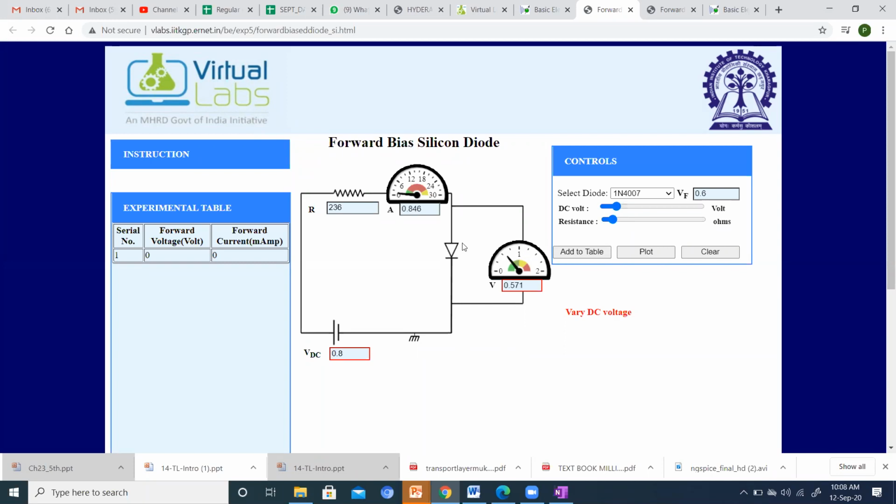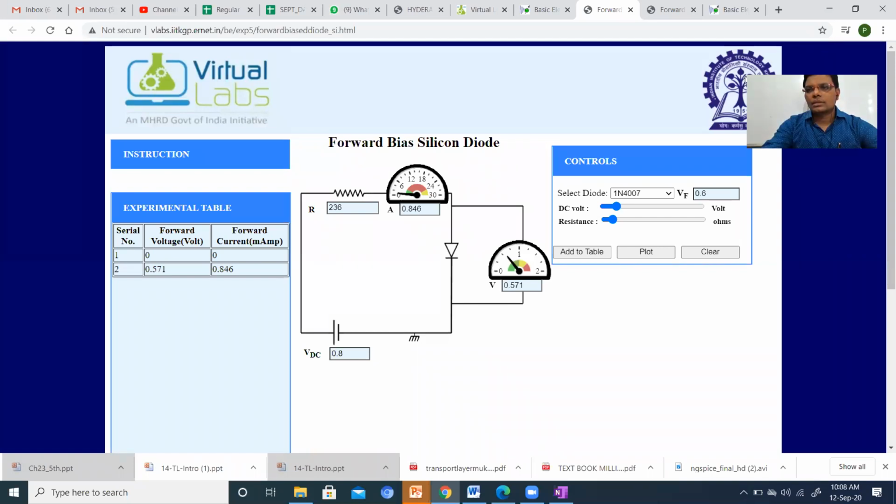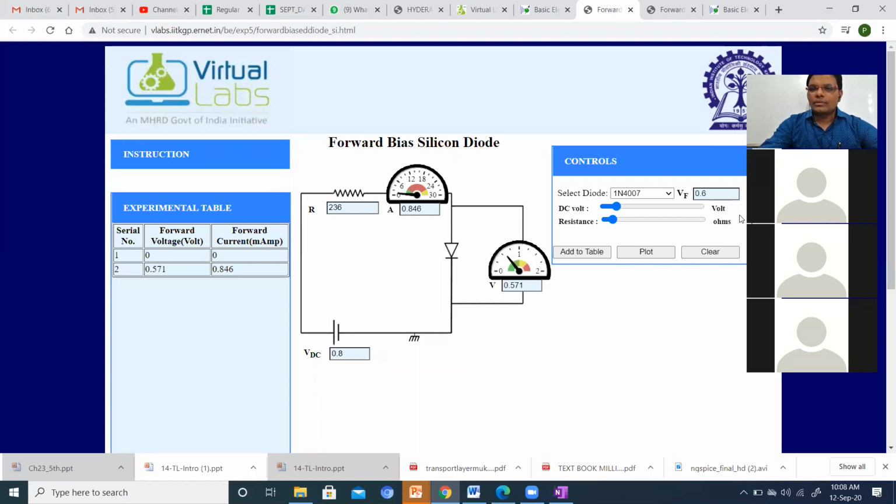So I'm increasing. So voltage is now 0.8. Then current is 0.8, here 0.57, add to table. So click on add to table, then automatically here values will be added, sir. Please do the experiment along with me. If you are facing any sort of doubt, if you are facing any challenge, please let me know, sir. I will clear your doubts.